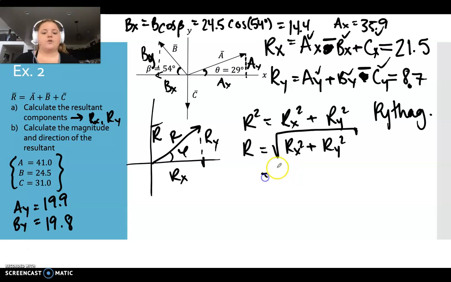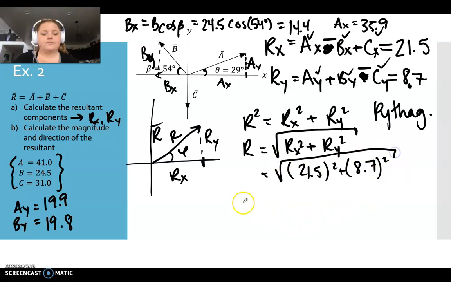Okay, so we can plug our values in. So r sub x is 21.5 squared plus 8.7 squared. We get 23.2. Okay. So this is R. Now we want to figure out this angle here.